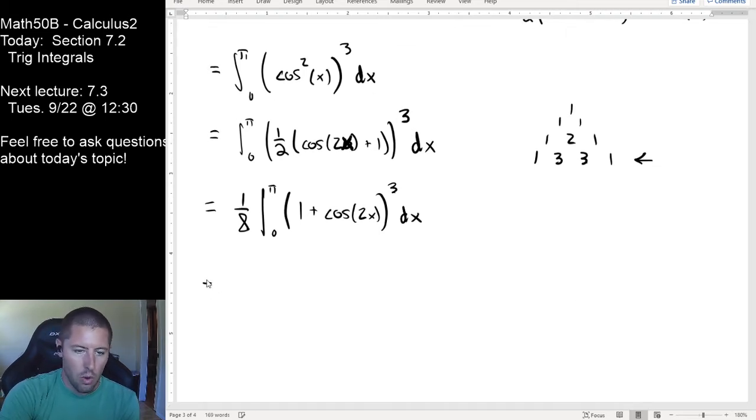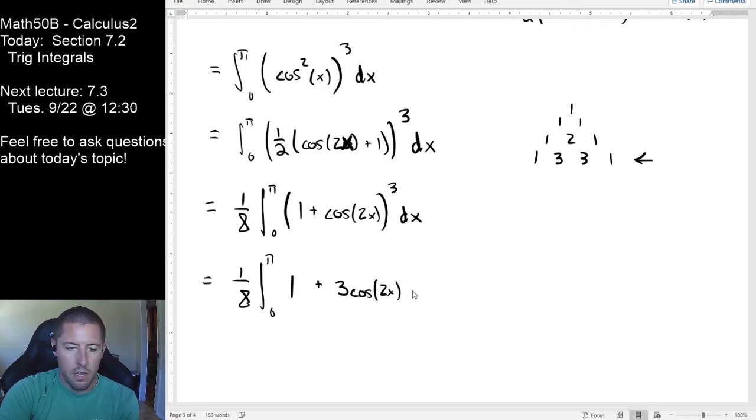So what I'm seeing here is this. I think we're looking at 1/8 times the integral from 0 to pi of, I'm going to get 1 cubed times 1, which is all just 1. I'm going to get plus 3 copies of 1 squared, which is 1, times cosine of 2x. I'm going to get 3 copies of 1 times cosine squared 2x. I'm increasing the power on one, decreasing the power on the other every time. And finally, I'm going to get 1 copy of cosine cubed 2x.